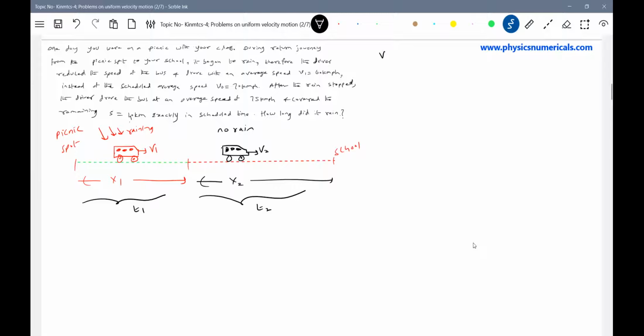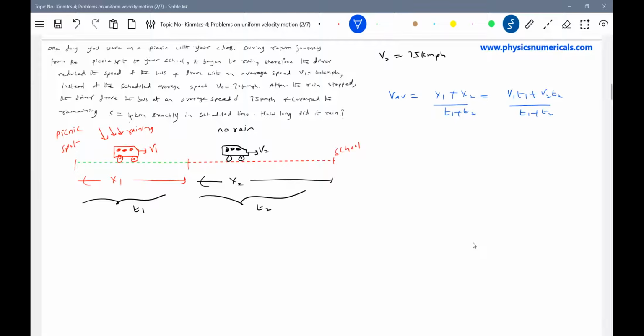V2 is 75 km per hour. If there were no rain, the average would have been 70 km per hour. We have discussed some concepts, if you can recollect. V average is equal to total distance covered by time taken, which is (V1 T1 + V2 T2) by (T1 + T2).